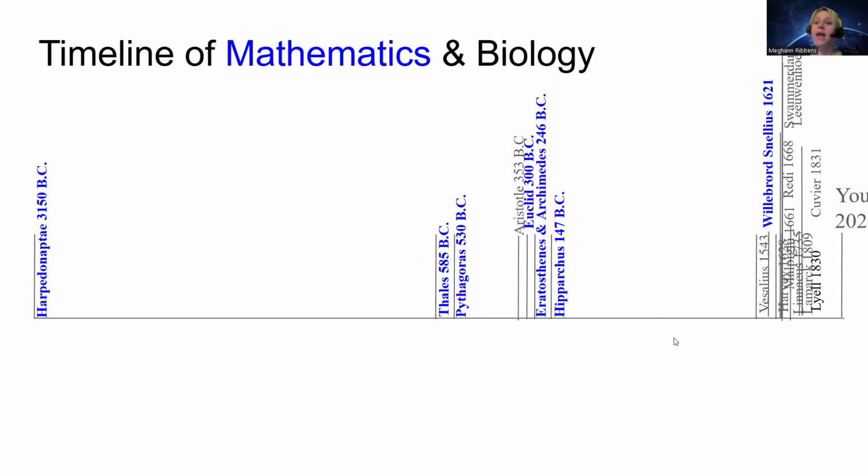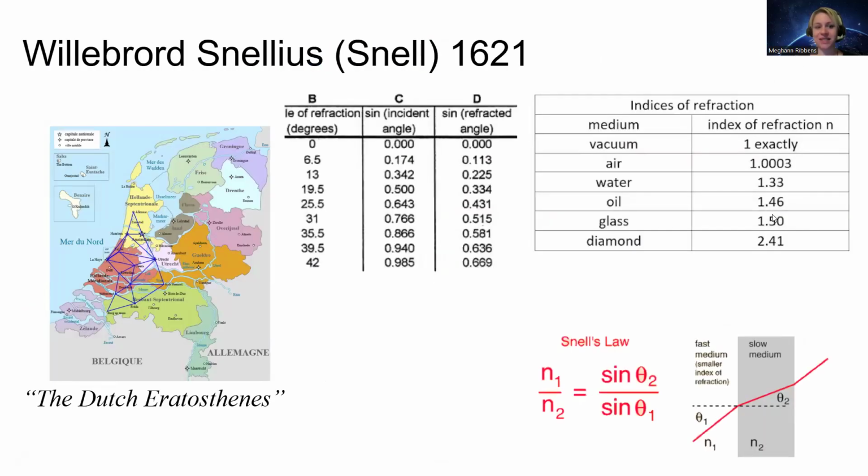Now we're going to skip way ahead to Willebrord Snellius, and I am so sorry, I don't speak Dutch. I probably mispronounced that. But in about 1621, he was known as the Dutch Eratosthenes. So he did what Eratosthenes does, essentially measure the earth with a stick.